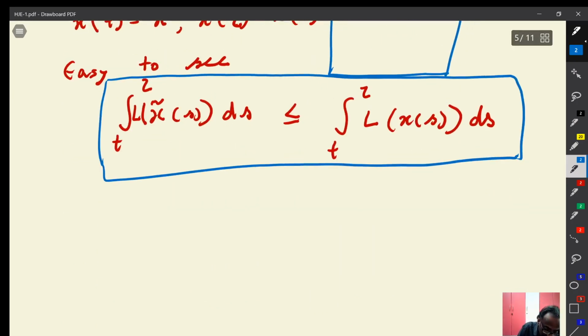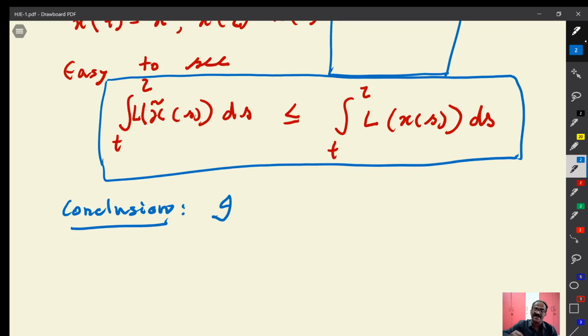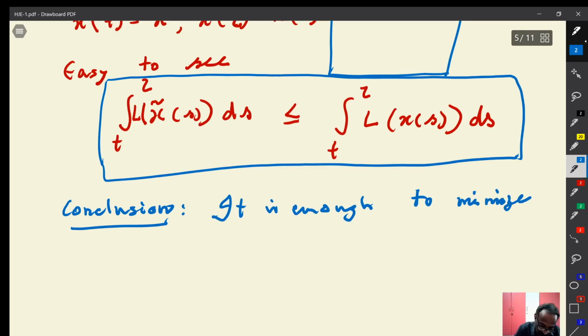So the immediate conclusion is that it is enough to minimize, because whenever you have a trajectory, there is a linear, straight line trajectory, and there the energy is less than for the given one. So it is enough to minimize over linear trajectories. Okay.